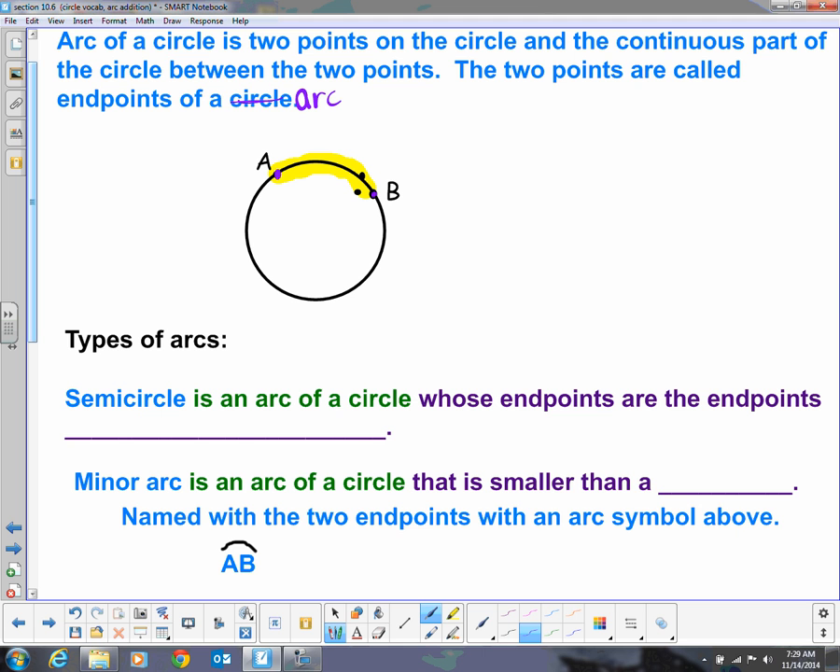A semicircle is special. It's an arc of a circle whose endpoints are the endpoints of a diameter.